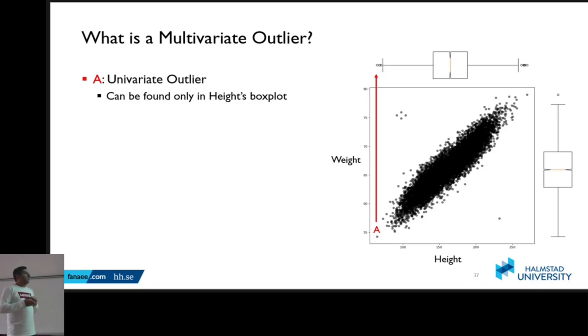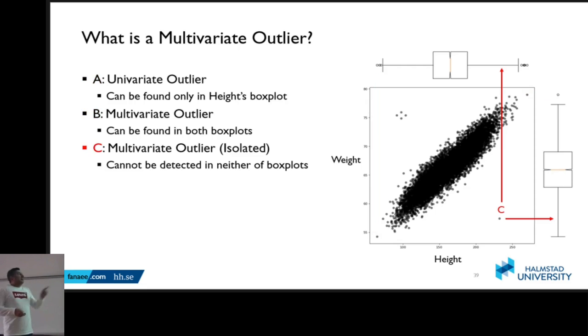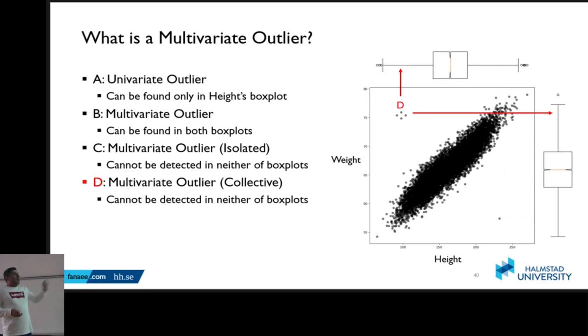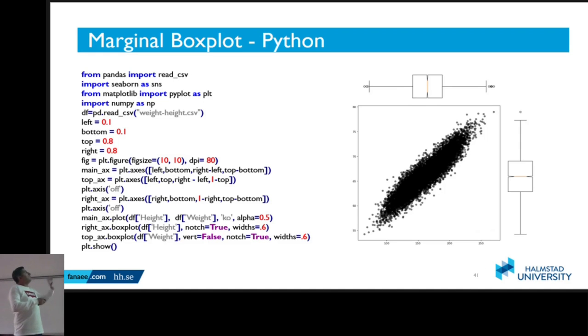We need multivariate methods. But some outliers are easy to detect by univariate methods. For instance, this one appeared in the box plot of weight and also in the box plot of height. This one appeared in the box plot of weight, but not in the other, anyway, it is detectable with one of the box plots. But these are more difficult to detect. So that's the motivation for multivariate methods. You can plot this also with this code.